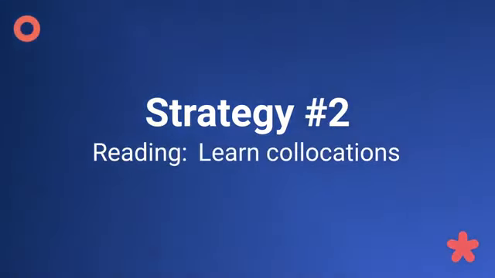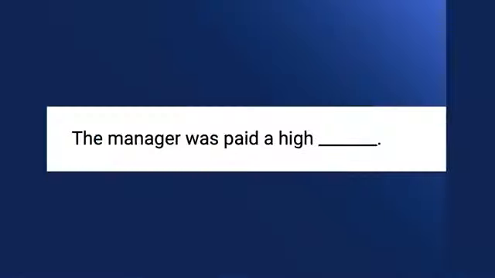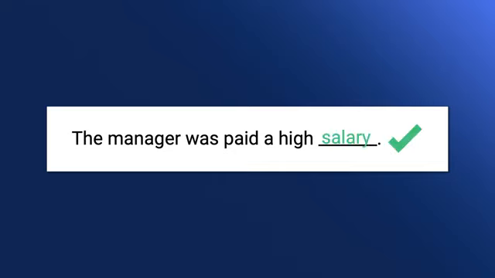The next strategy is for the reading section. Learn collocations. What is a collocation and why is it important? Well, simply put, a collocation is 2 or more words that usually go together, like take a photo, not make a photo, or high salary, not big salary. Knowing collocations helps with predicting what comes next in a reading passage.